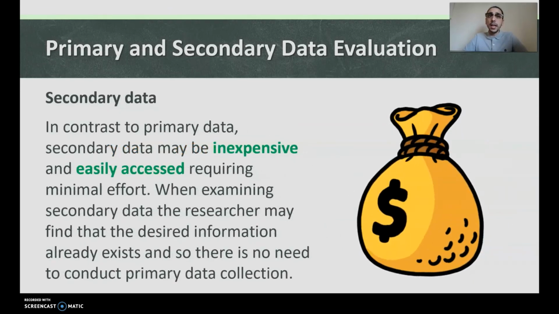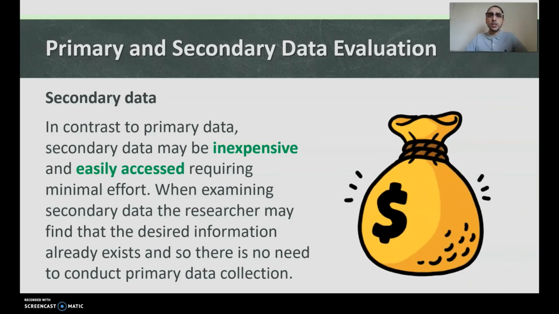Secondary data. In contrast to primary data, secondary data may be inexpensive and easily accessed, requiring minimal effort. If I wanted to find out about something, like obesity rates, for example, I type into Google Scholar or any other search engine with academic journals, and I can find out loads of research about it, loads of things that people have done. I can collate them all together and find out about it, include information that I like and exclude bits that I don't like, and I've got loads of it. It's inexpensive, it's easy to do, it's usually free to access all this information, and it's easily done. I don't have to conduct my own research, go to so much effort.